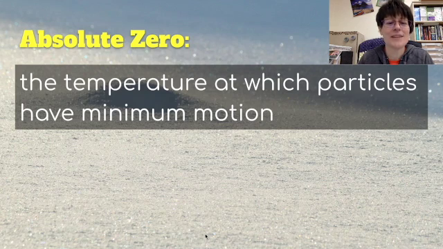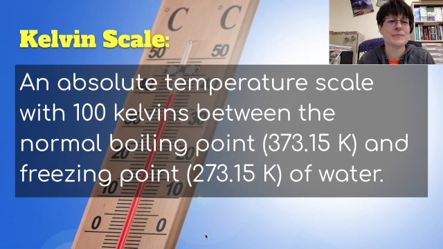And I do have snow in the background, but absolute zero is much colder than snow. It's actually negative 273 degrees Celsius, so very cold. Now, absolute zero really goes with the Kelvin scale. This is an absolute temperature scale with 100 kelvins between the normal boiling point of 373.15 Kelvin and freezing point 273.15 Kelvin of water.